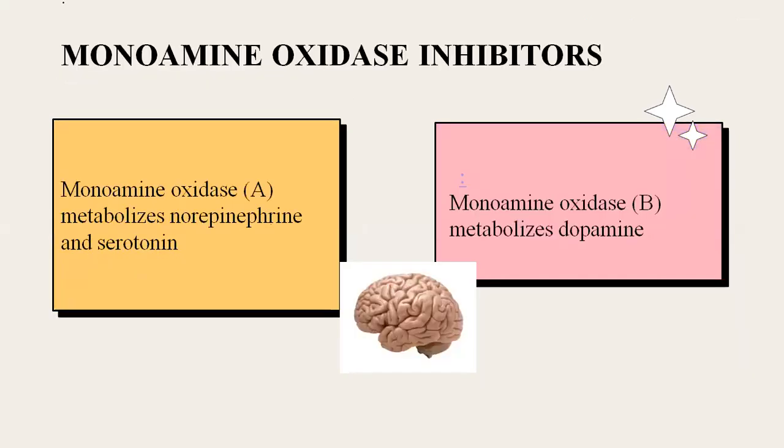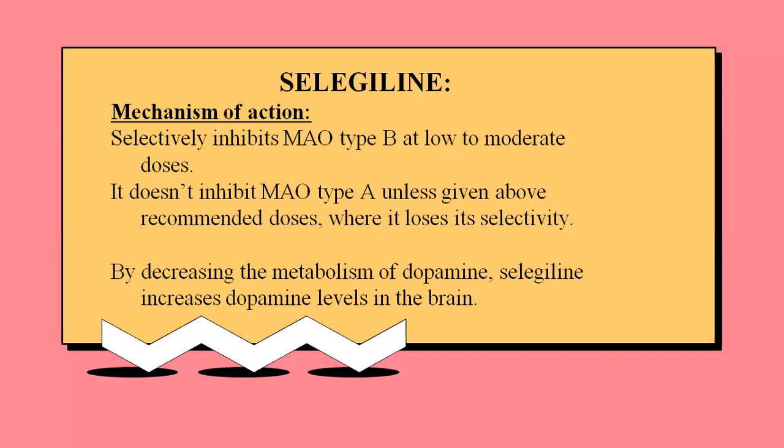Then we have monoamine oxidase inhibitors. What are monoamine oxidase inhibitors? We have two types of monoamine oxidase. Monoamine oxidase A basically metabolizes norepinephrine and serotonin. And monoamine oxidase B basically metabolizes dopamine. So our interest today is in monoamine oxidase B because it metabolizes dopamine.